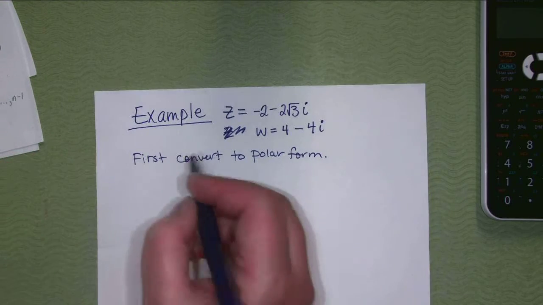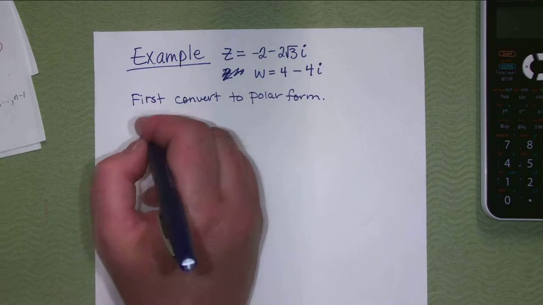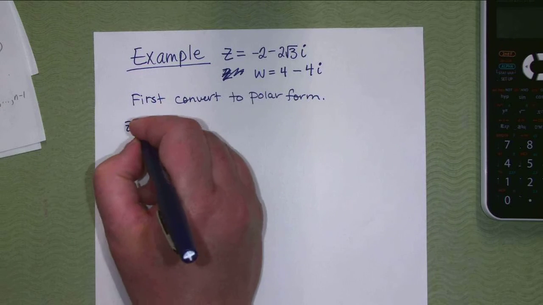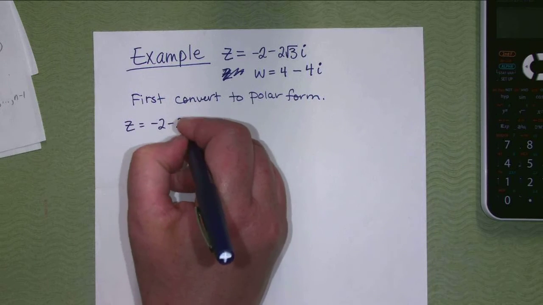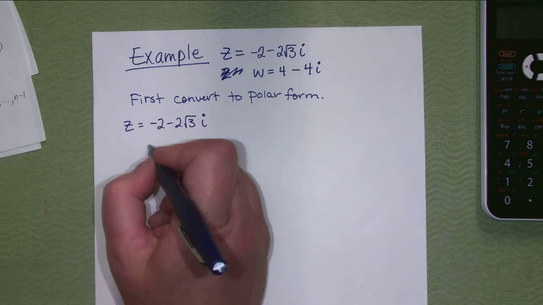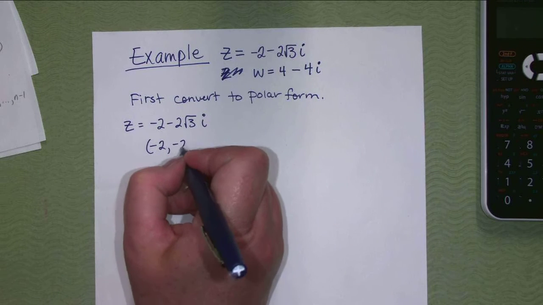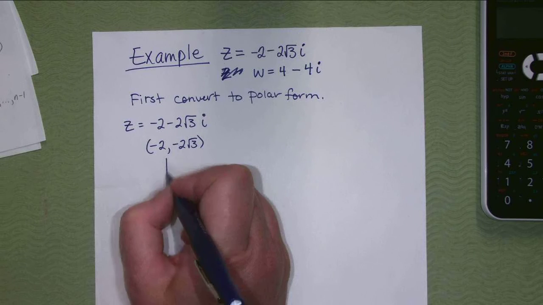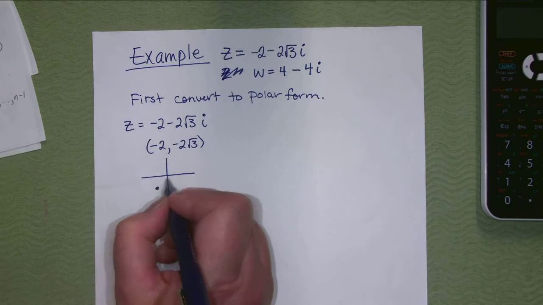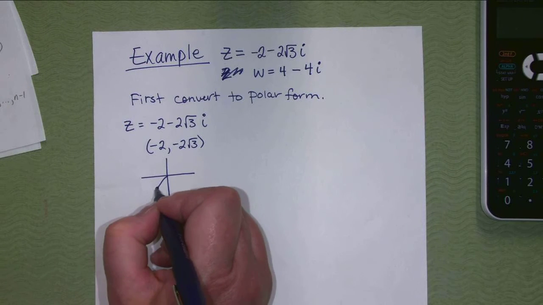So Z is the point minus 2, root 3. If you were plotting that on the graph, a minus and a minus, it would be down here. Right? So we need to find this angle.